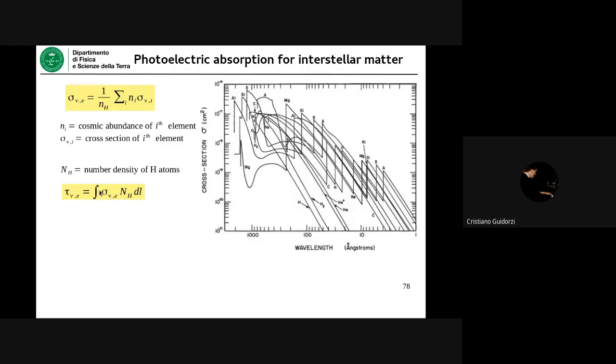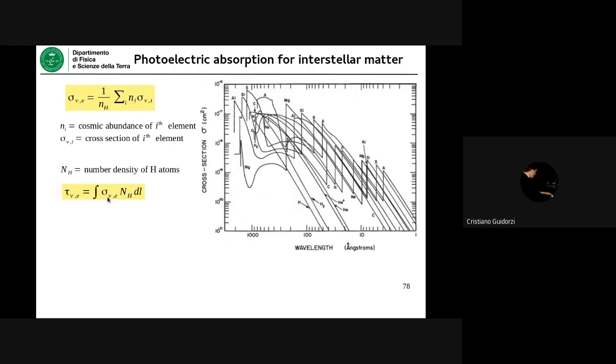the integral along a given path dl of what? Of the absorption coefficient. And you remember that the absorption coefficient is the number density, in this case, of just hydrogen. Well, it's equivalent to considering, for the reason I just told you, the weighted sum of all the individual elements times what we define as the effective cross-section of the photoelectric effect. Of course, this is a function of the frequency, because it is specific and depends on frequency. That's why the subscript keeps track of this.